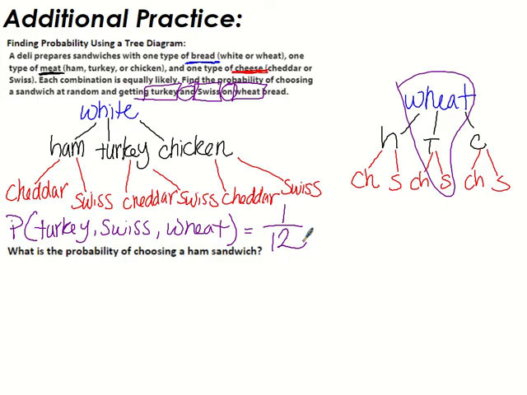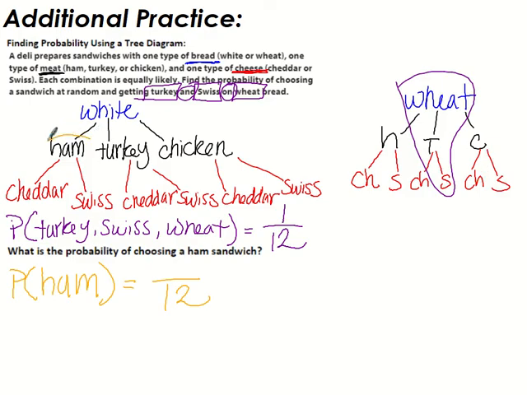Okay? Now, the next one says, what's the probability of choosing a ham sandwich? So this is a little different because it doesn't matter what kind of bread we have, and it doesn't matter what kind of cheese we have. It's very open-ended. Probability of just ham. It's still out of 12. Our tree diagram doesn't change. It's still out of 12, but I need to find ham sandwiches.